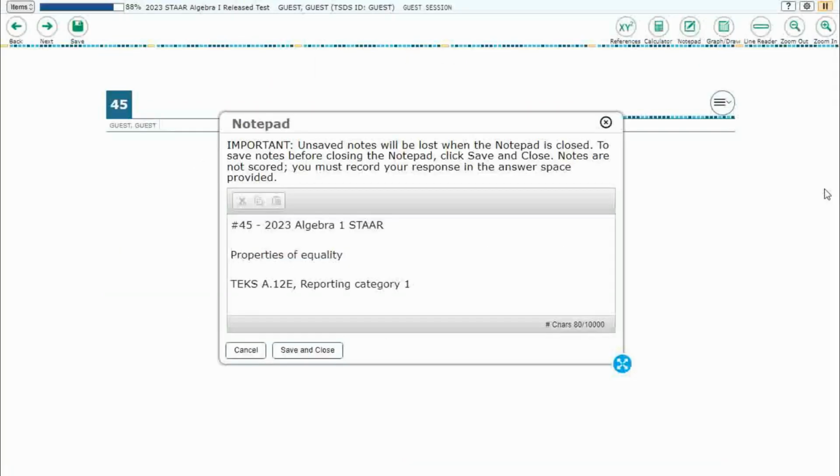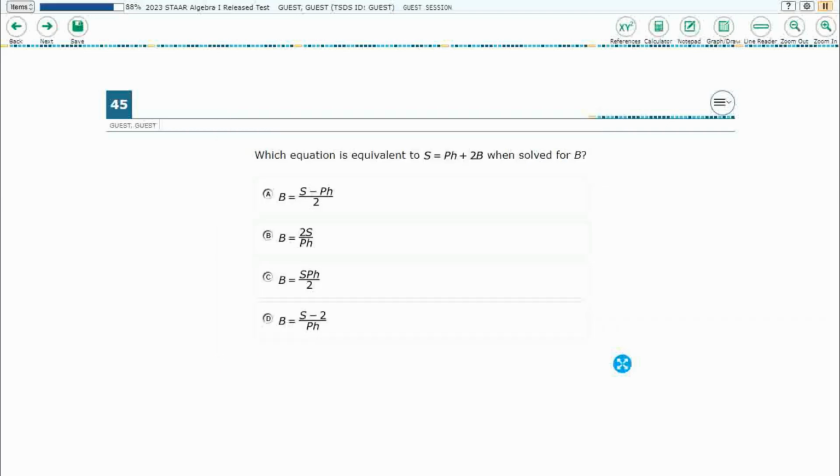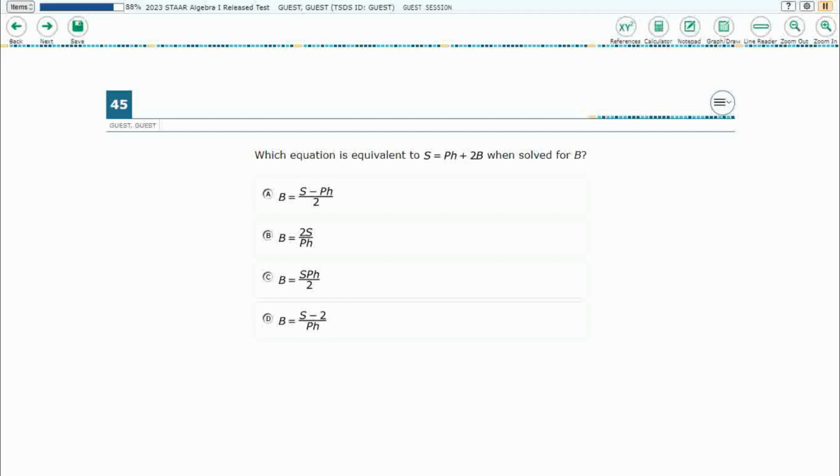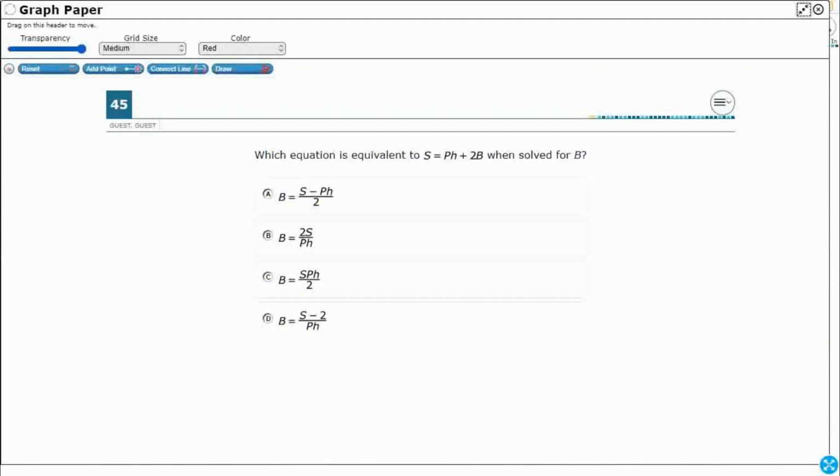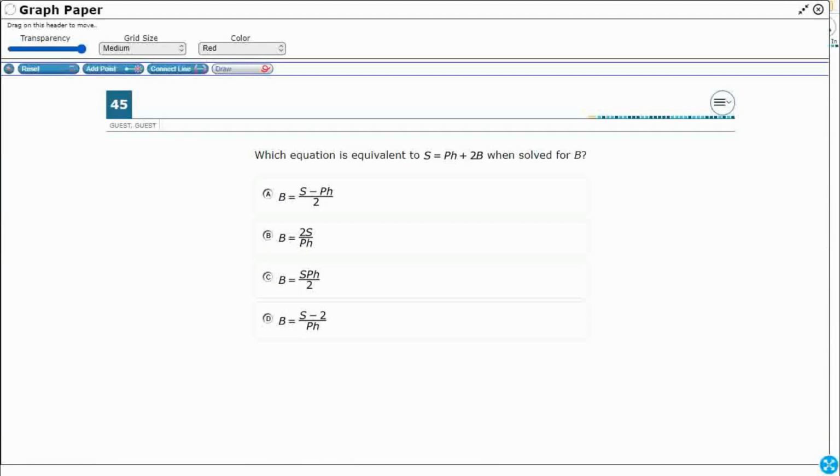For number 45, we are working on the properties of equality. This is TEKS 8.12e, reporting category 1. So we have this basic equation here, S equals pH plus 2b. All we need to do is solve it for b. So we're going to just call out some of the things we do intuitively.